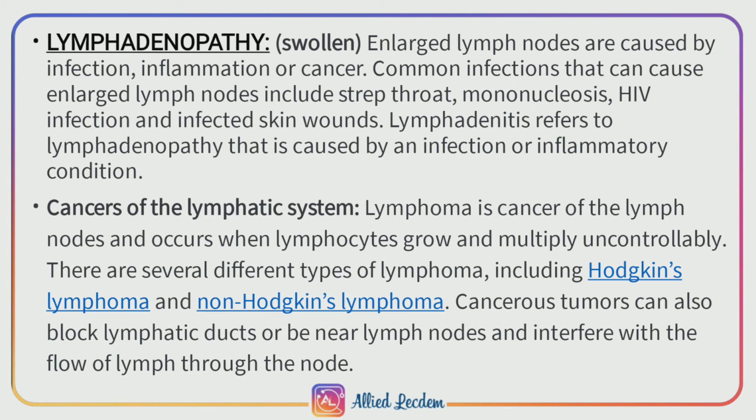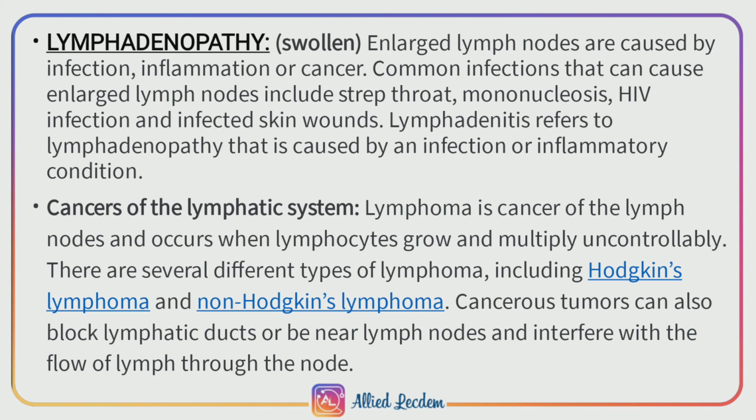Next is cancers of the lymphatic system. Lymphoma is the cancer of the lymph node and it's one of the most common cancers seen in Asian countries and occurs when the lymphocytes grow and multiply uncontrollably.